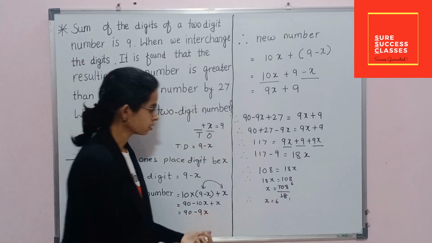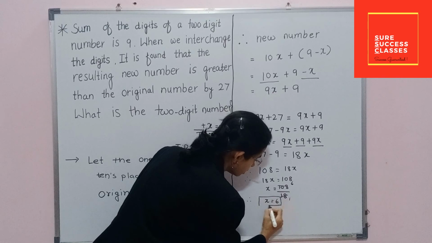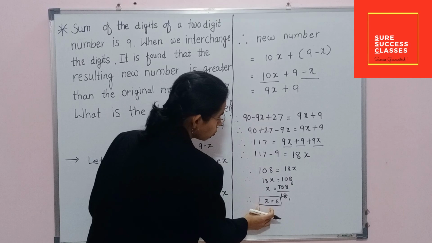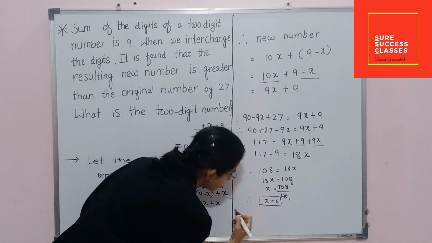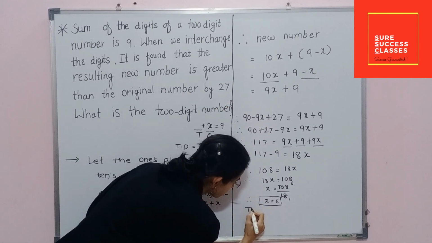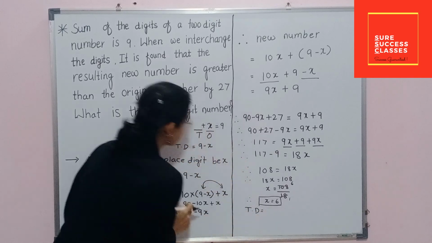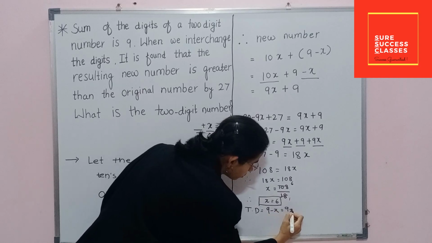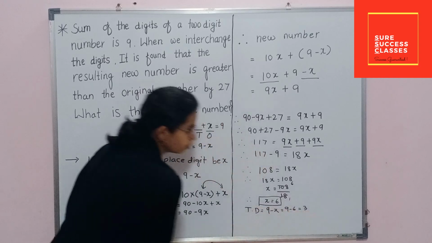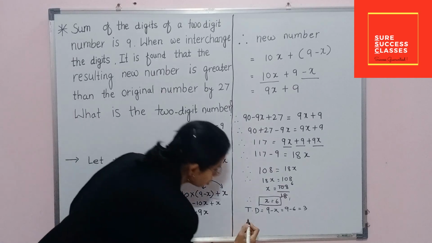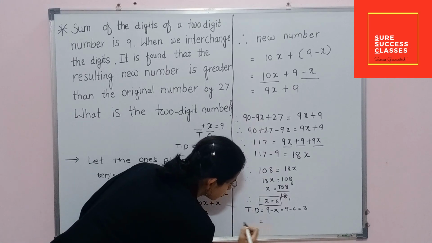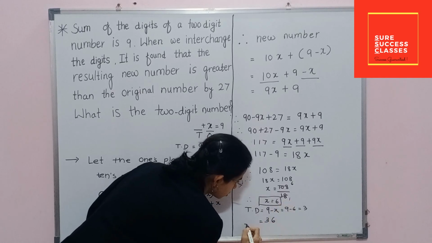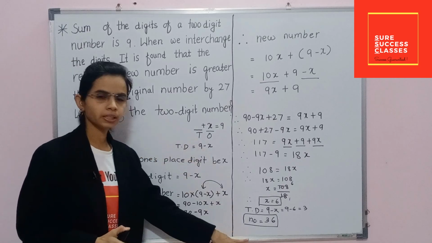Is this our answer? Not yet, because here we have to find out that 2-digit number. This is the 1's place digit, so we will find the 10's place digit. 10's place digit is equal to 9 minus x, is equal to 9 minus 6, is equal to 3. Means that number should be, 10's place digit is 3 and 1's place digit is 6. So the 2-digit number is 36.